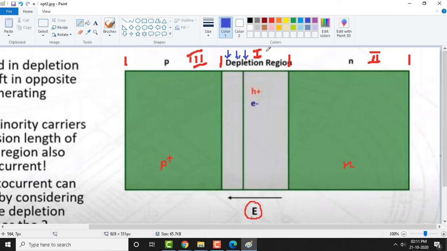Okay, there is photonic energy here. Now, what happens when the photons fall onto the depletion region? It creates electron hole pairs, as you are seeing here. This H plus represents a hole and E minus represents an electron. This is an electron here, and this is a hole here.